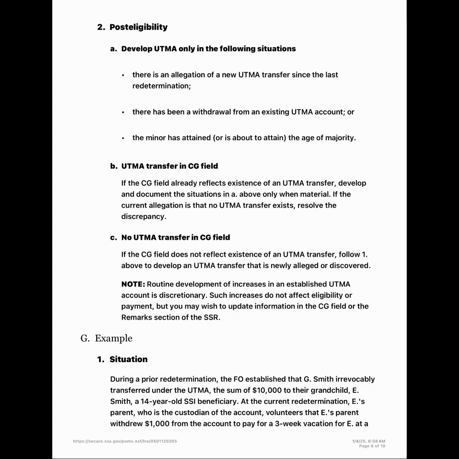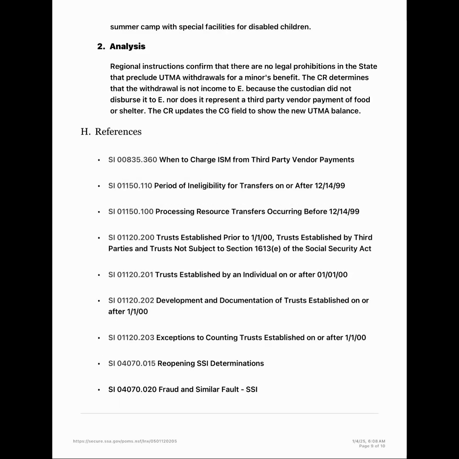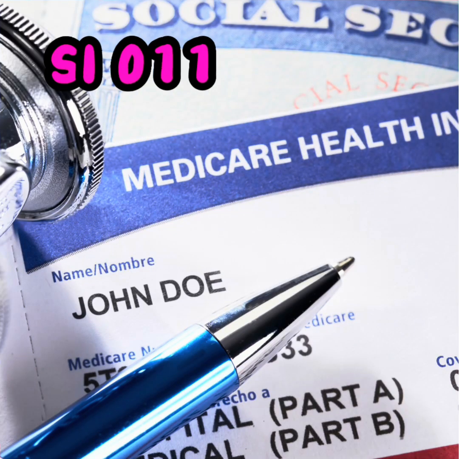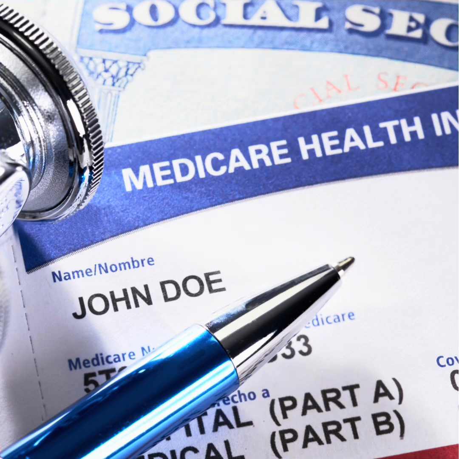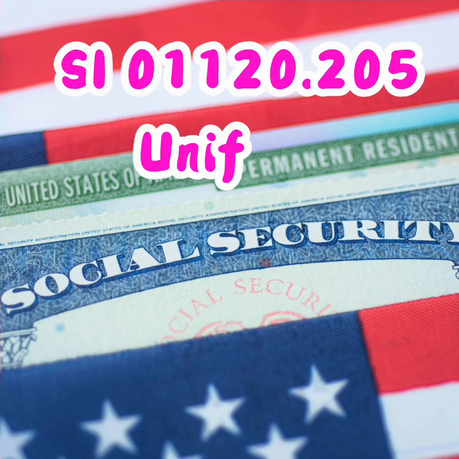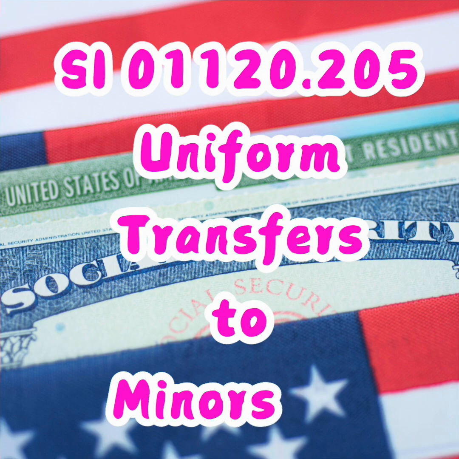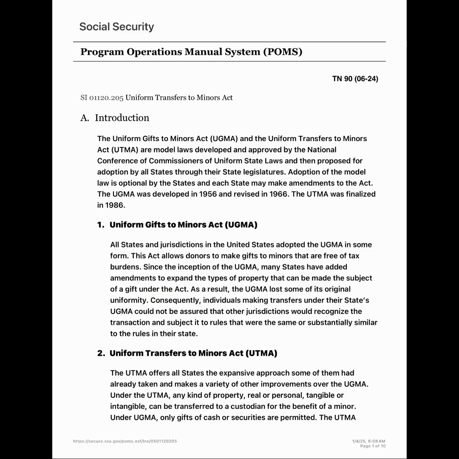Many aren't aware of how the UTMA's provisions interact with SSI resource limits. Can you shed some light on the initial confusion surrounding this? The initial confusion stems from the fact that the UTMA is a state law, and each state can modify it. This lack of uniformity creates challenges in applying consistent federal guidelines. So the federal government has to navigate a patchwork of state laws? That sounds challenging. Let's start with the historical context.